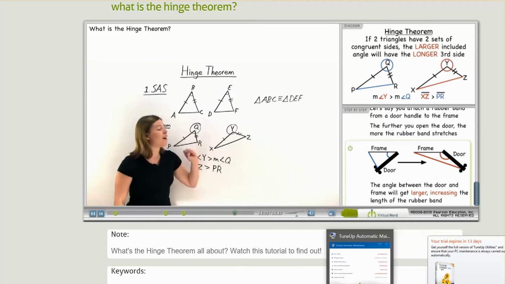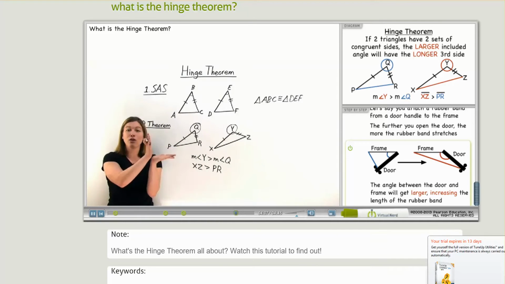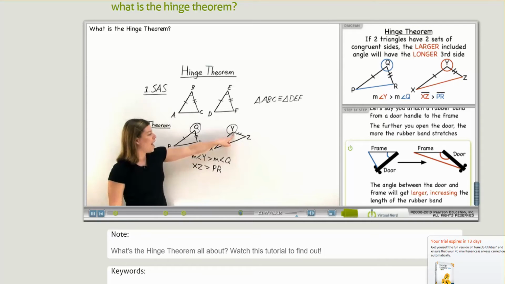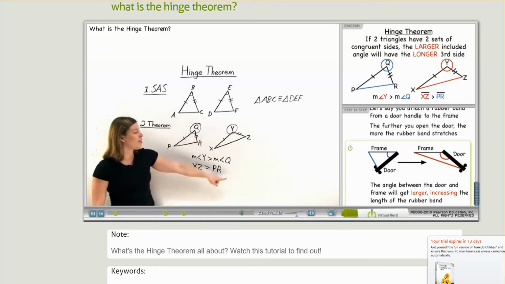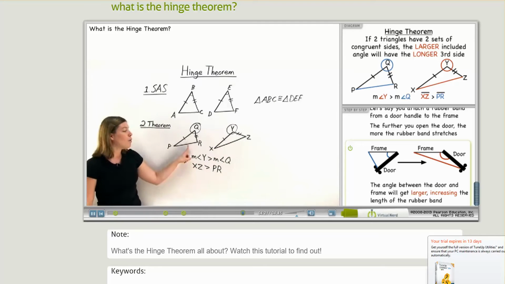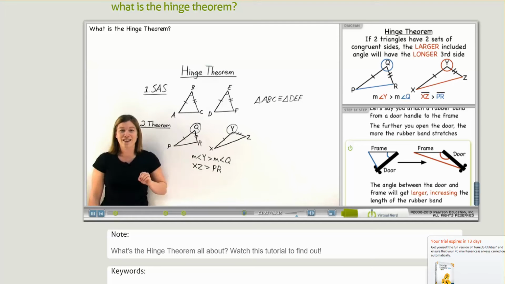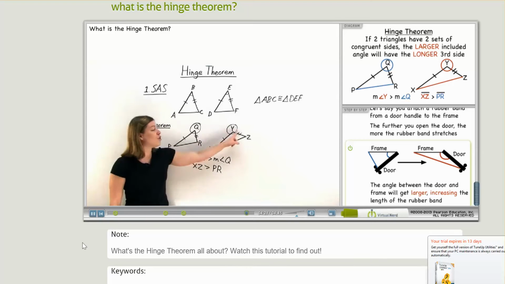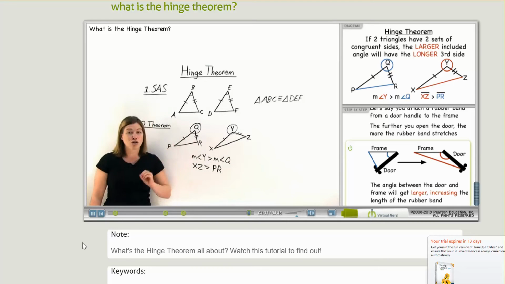We have two sets of congruent sides, so those two side lengths are staying the same. But that third one is changing, depending on this angle over here. So if this angle is larger than this angle, then it makes sense that this third side will be longer than this third side. So now we know about the hinge theorem. If we have two triangles with two sets of congruent sides and one included angle is larger than the other, then the triangle with the larger included angle has a longer third side.